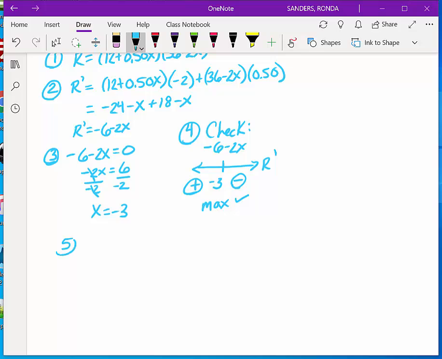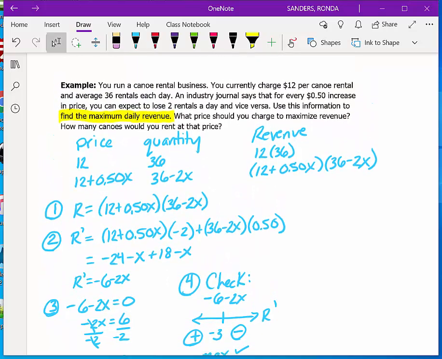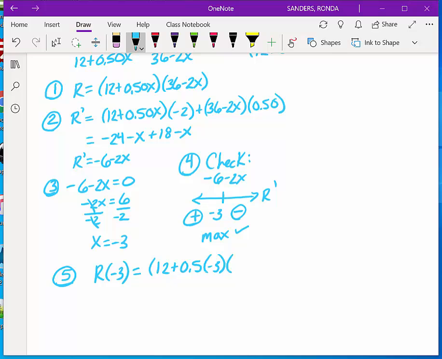Step 5, remember, is to go back and answer all of the original questions. The first question was to find the maximum daily revenue. So we will evaluate R at -3. And we have 12 plus 0.5 times -3 times 36 minus 2 times -3. You can use your calculator to evaluate and get $441.